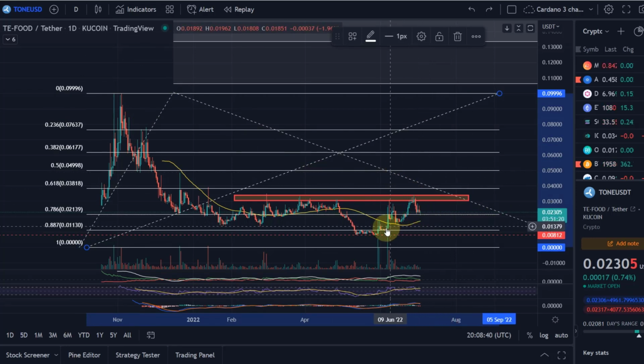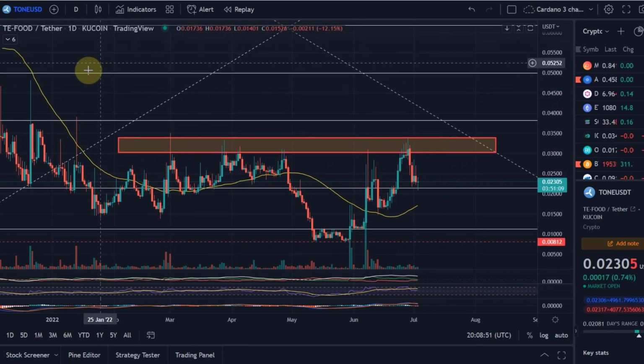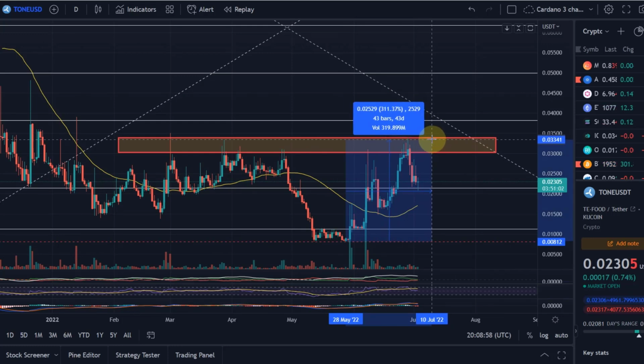And we must say, looking at the chart, it is starting to look interesting. We're making a series of higher highs and higher lows. And it's starting to look interesting, especially as since the low, TE Food or Tone has made to the high a whopping 317%.